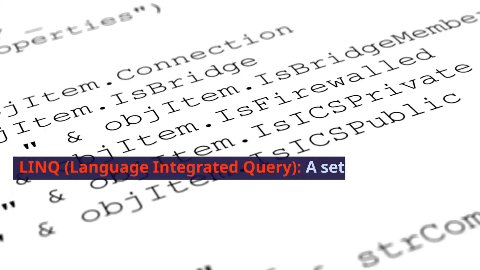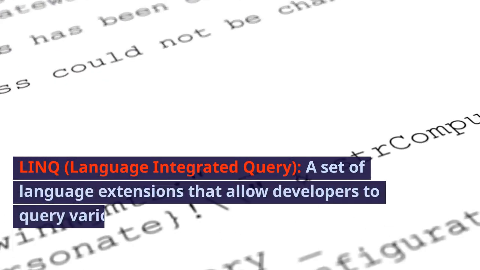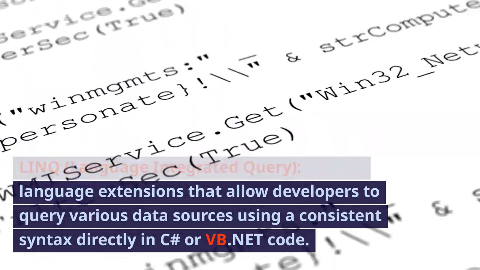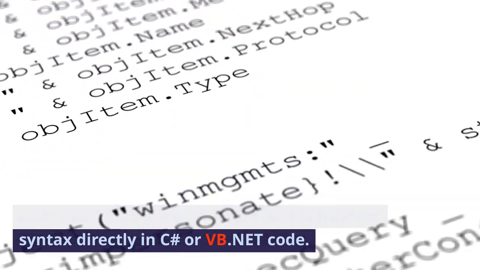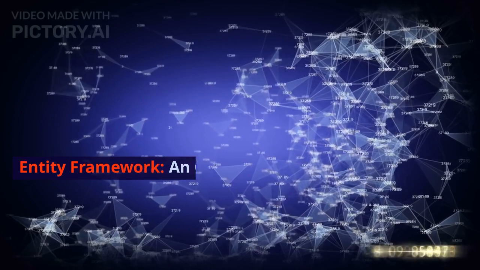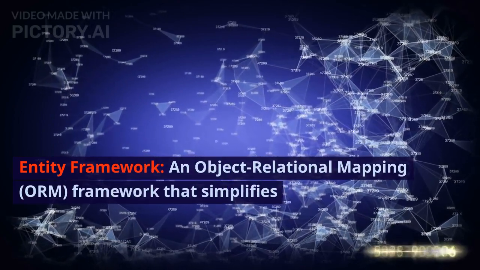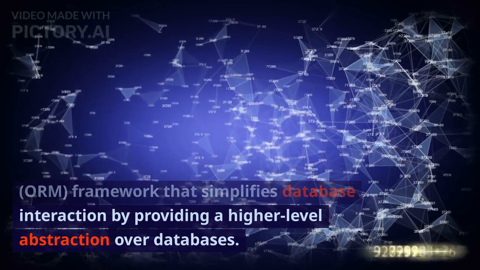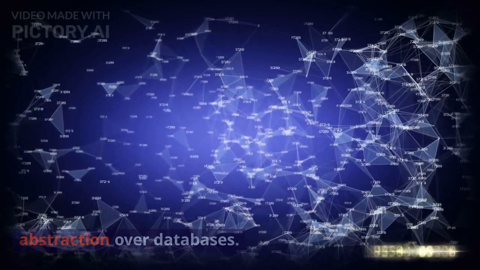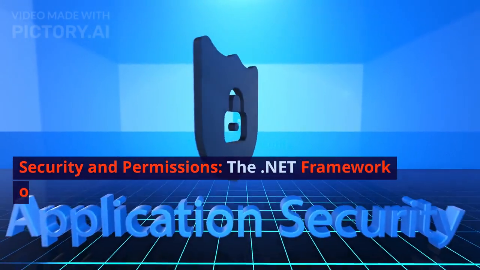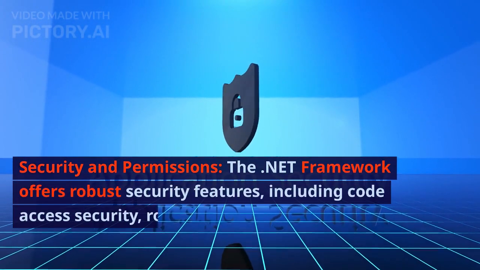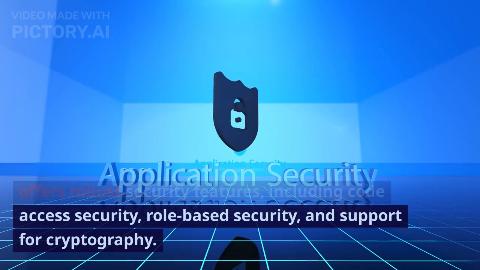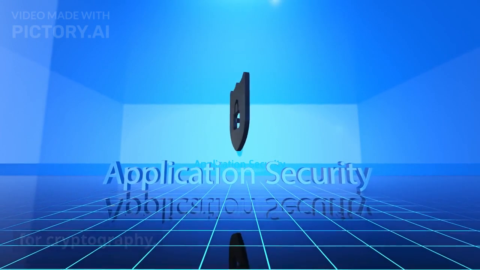LINQ, Language Integrated Query, a set of language extensions that allow developers to query various data sources using a consistent syntax directly in C# or VB.NET code. Entity Framework, an object relational mapping (ORM) framework that simplifies database interaction by providing a higher-level abstraction over databases. Security and permissions. The .NET Framework offers robust security features, including code access security, role-based security, and support for cryptography.